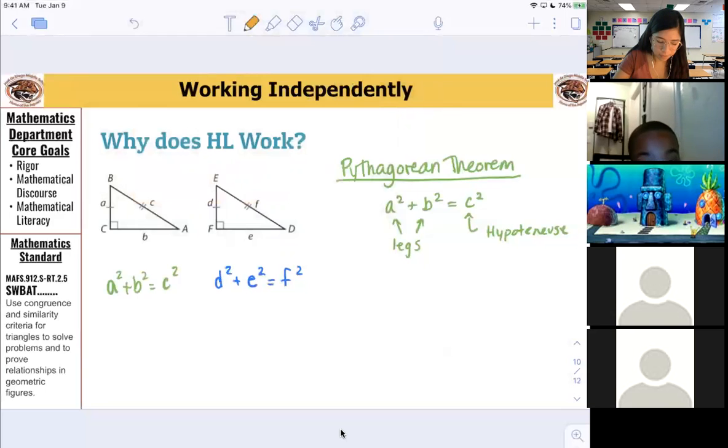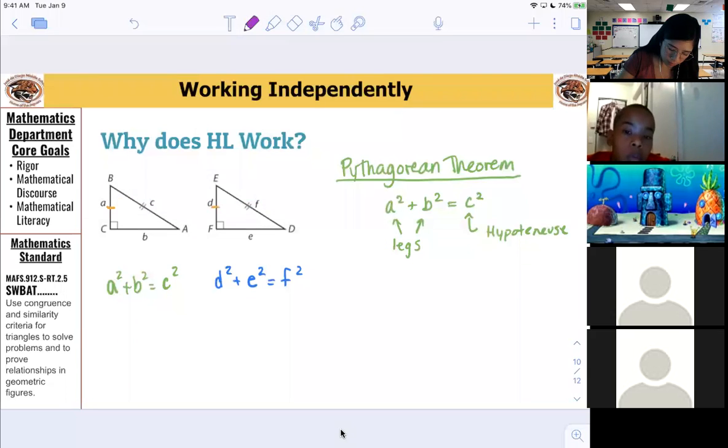Of each shape in the diagram. So A is equal to D, B is equal to E, and C is equal to F. Okay, but the only ones we actually know are the ones that were drawn. So we don't know about B and E yet. In our heads, we know they are, but not yet on paper.